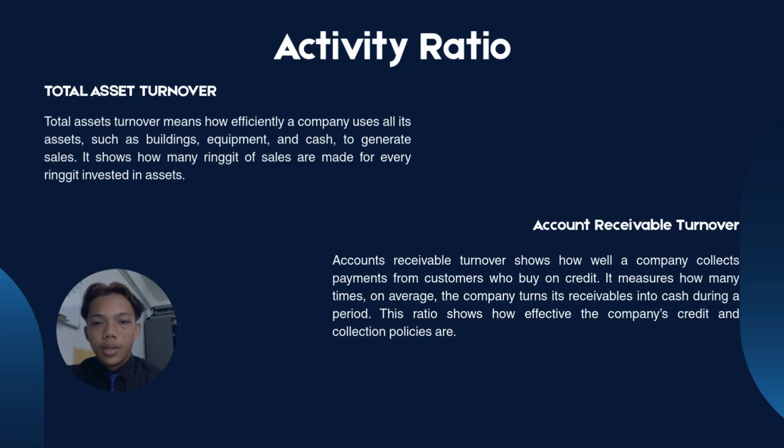Now, for ILB Group Berhad, account receivable turnover is 2.02. For interpretation, an account receivable turnover ratio of 2.02 indicates that ILB Group Berhad collects its receivable about twice a year. This shows a slow collection period, suggesting that ILB Group Berhad may need to improve its credit and collection of account receivable.